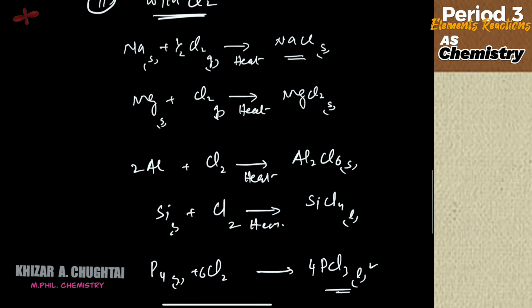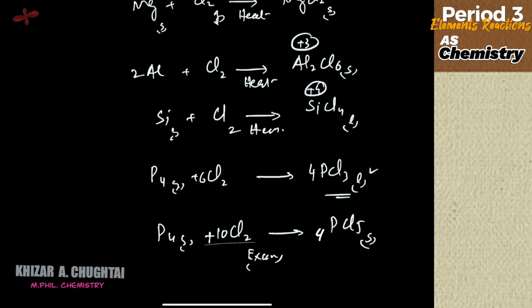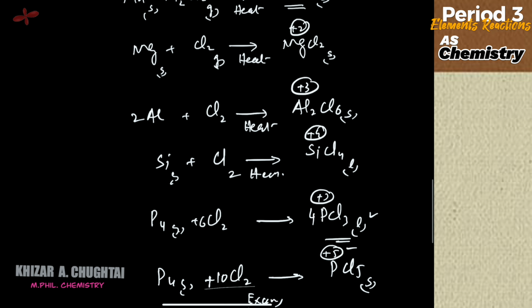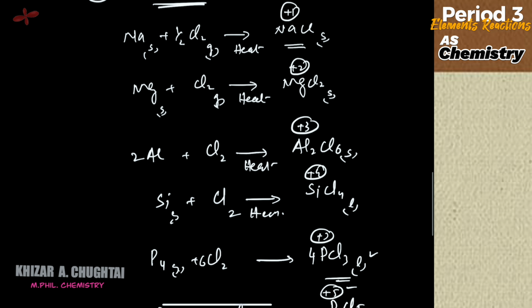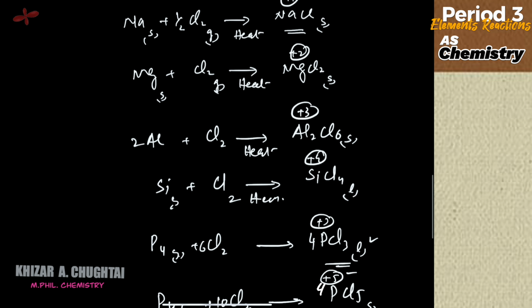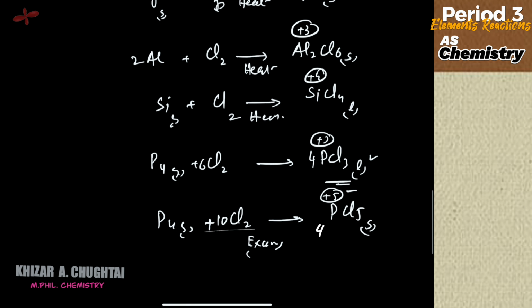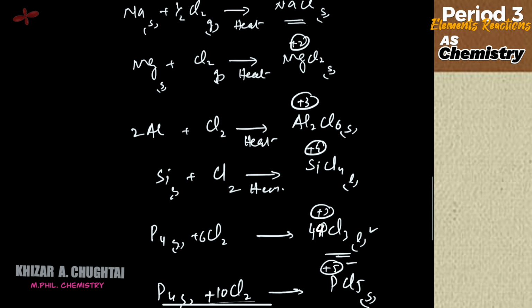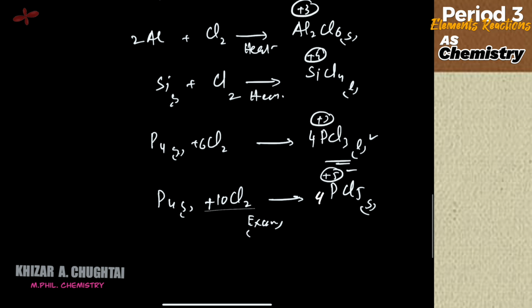Again, you can see that the oxidation number is +1, +2, in this case +3, +4, and +3, and the maximum for phosphorus is +5. So again, the oxidation state of the element with chlorine is changing generally according to their valence electrons. I mean, they are showing their maximum oxidation state, and that is the positive oxidation state.